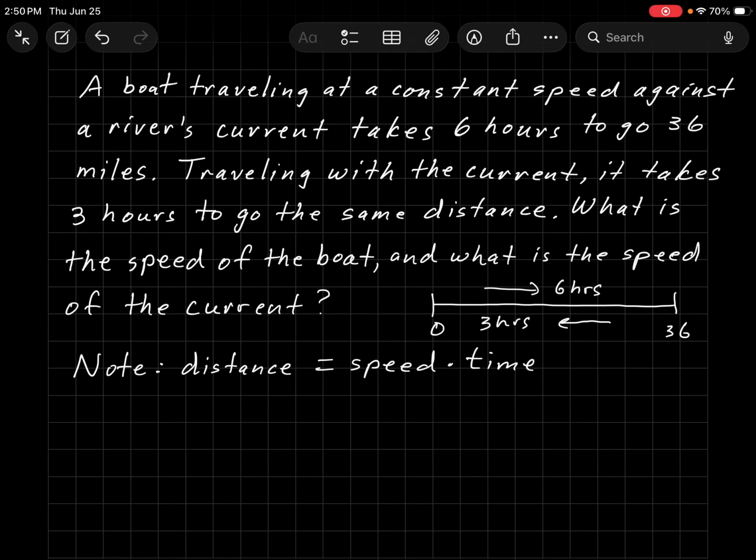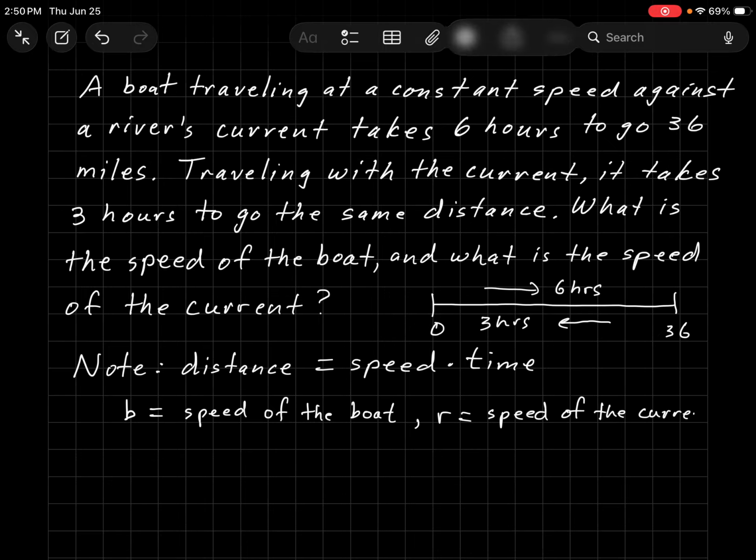Given this, what is the speed of the boat and what is the speed of the current? Quick note, distance equals speed times time. We'll see why I need to use this in just a bit. So let's define a couple things. In this case, I'm going to let B equal the speed of the boat. And I'll let R equal the speed of the river, or the speed of the current. And I want to set up two equations. Well, I have two pieces of information.